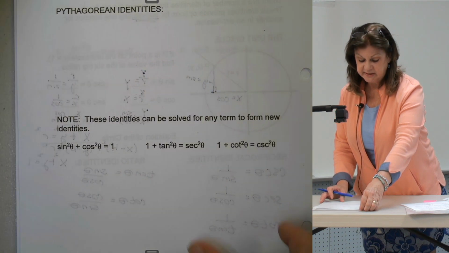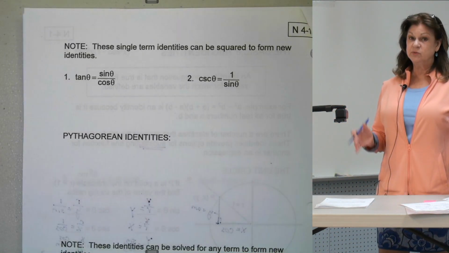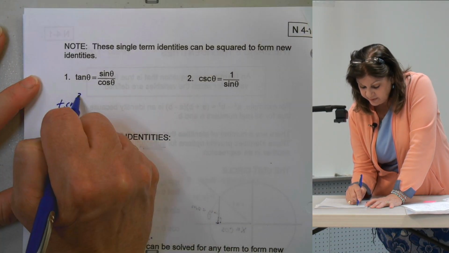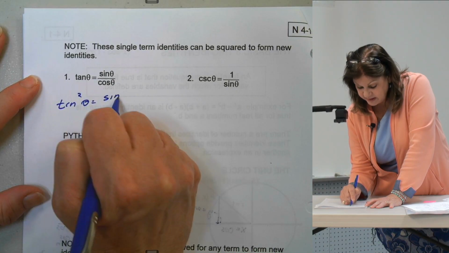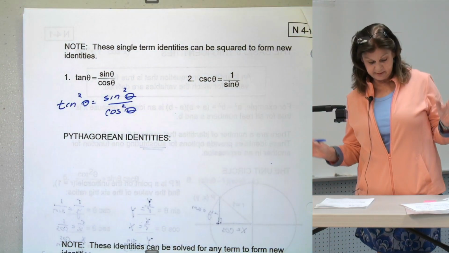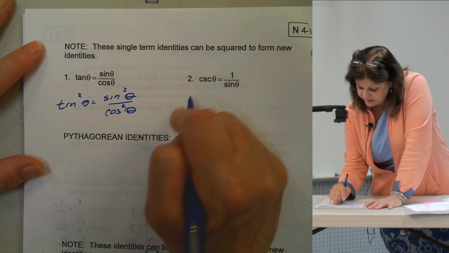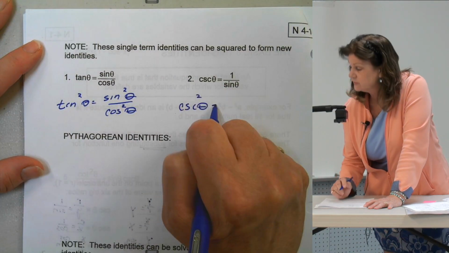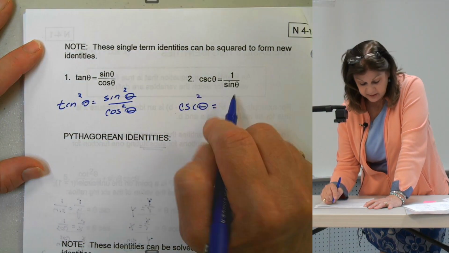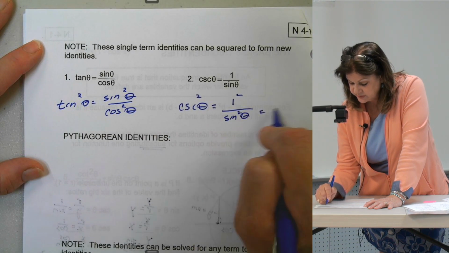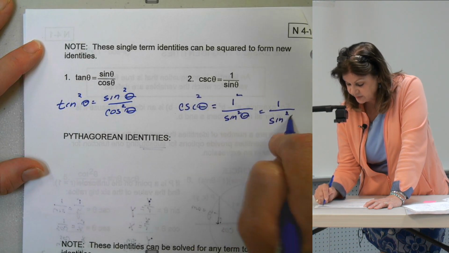A couple basic rules. These single term identities can be squared to form new identities, which means I can square everything. For instance, if I have tangent squared theta, I know it's sine squared theta over cosine squared theta. I can square everything. Cosecant, same thing, and it doesn't really matter what your function is or your trig ratio. Cosecant squared is going to be 1 squared over sine squared, which of course is just 1 over sine squared theta.